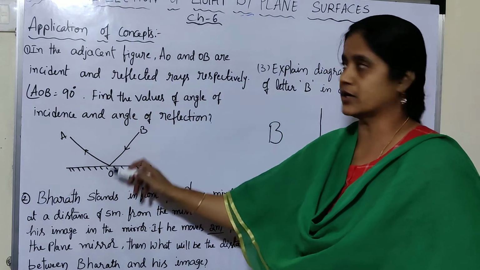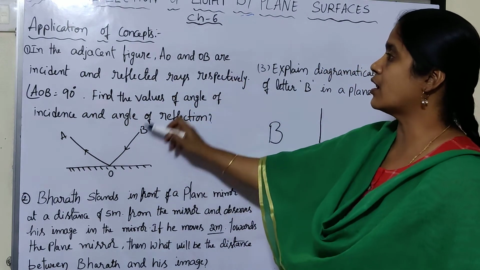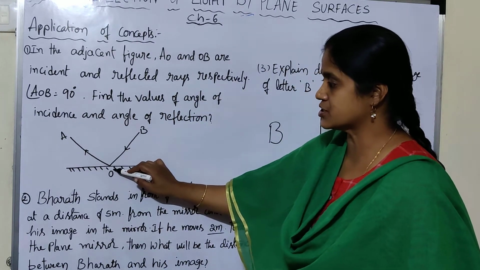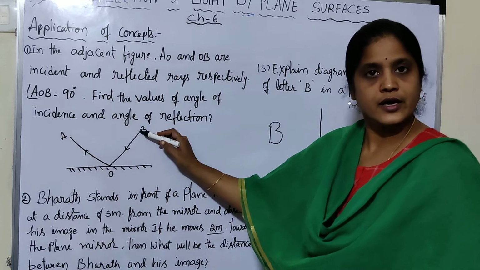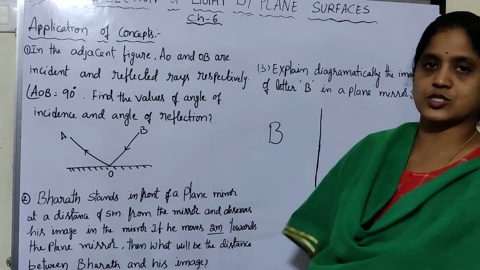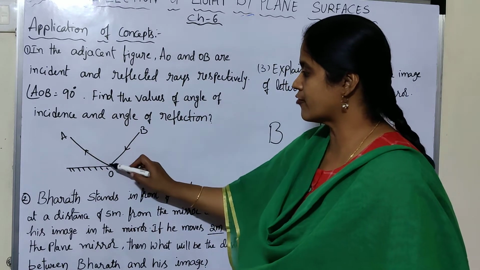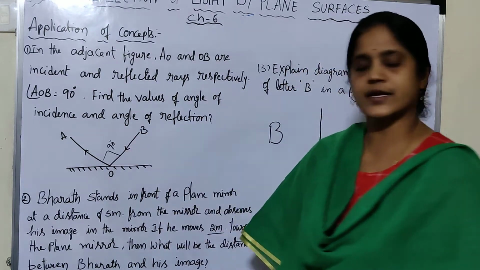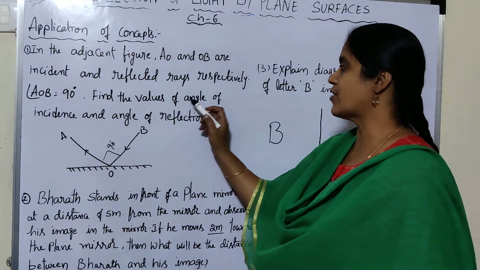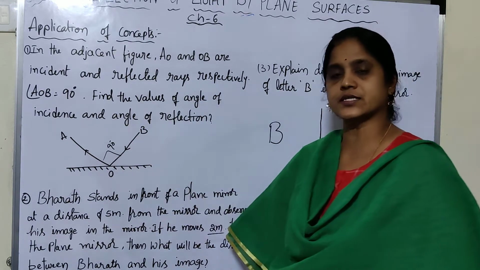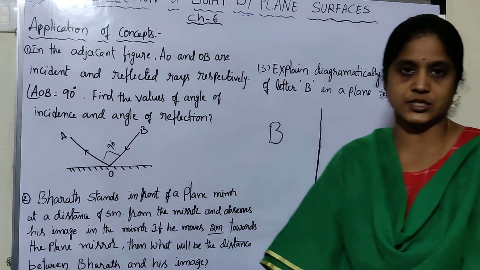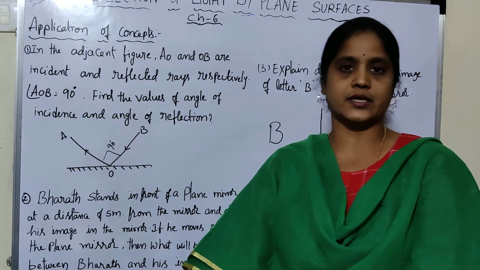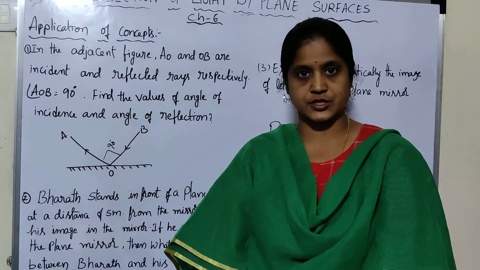Here in this figure, AO and OB are incident and reflected rays. AO is the incident ray and OB is the reflected ray respectively, and angle AOB is 90 degrees. Find the values of angle of incidence and angle of reflection. So always we can calculate the angle of incidence and angle of reflection.